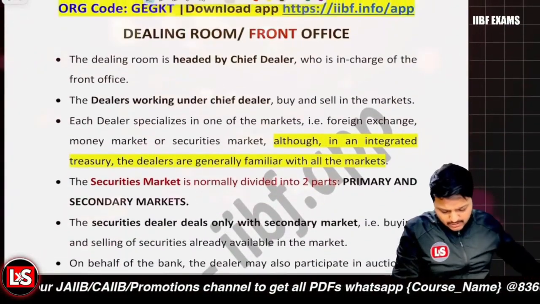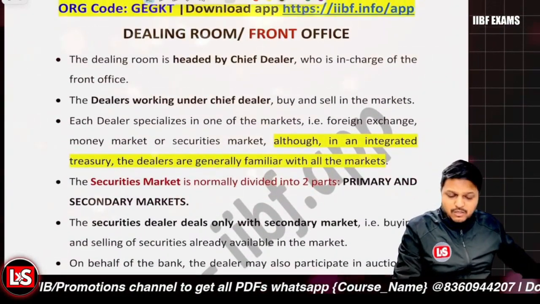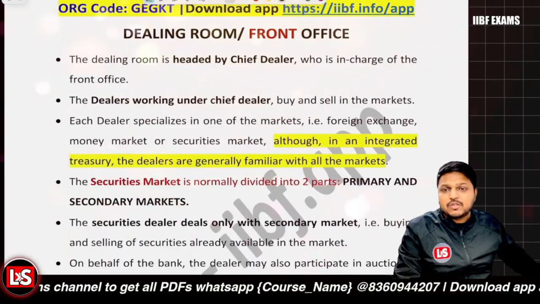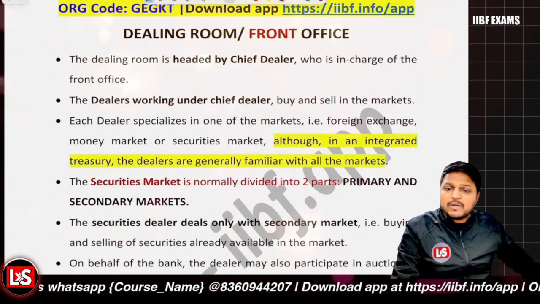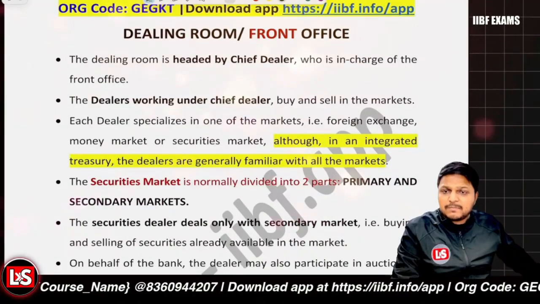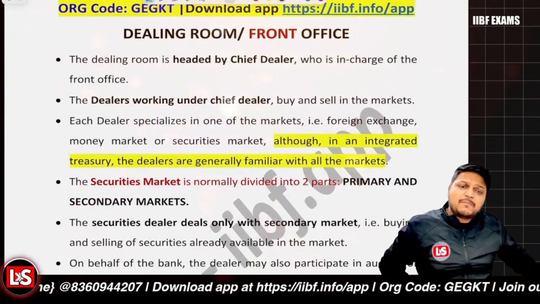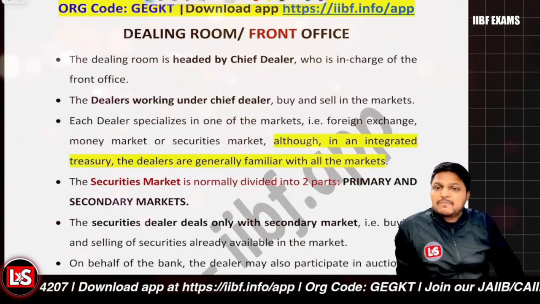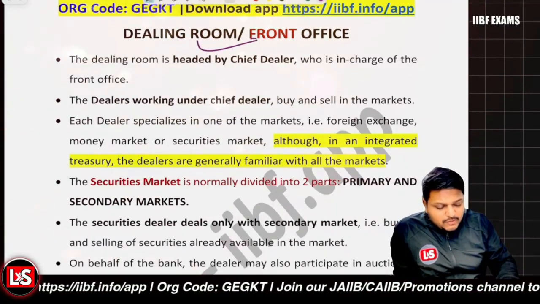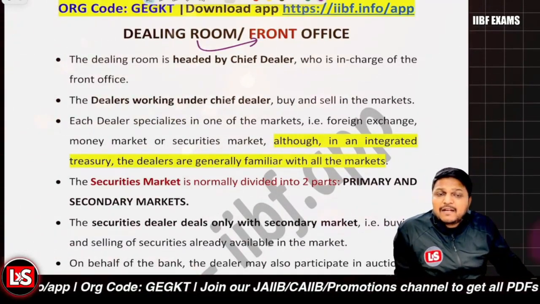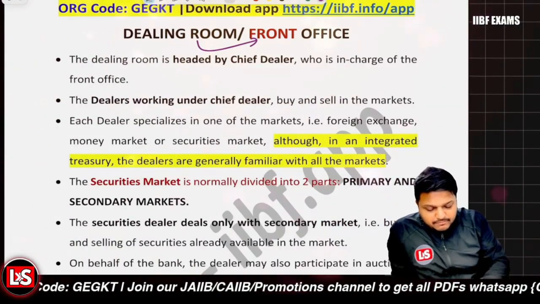First one, it's about the dealing room or the front office. So we're going to learn about these three departments now in detail. The front office, back office, and the mid office. Very, very important topic. So the dealing room is said to be what? It is said to be the front office, right? And further, it is the operational center.